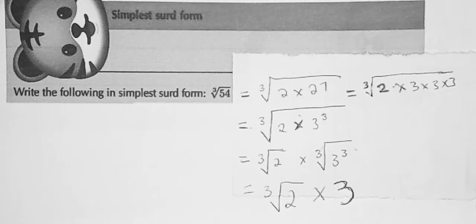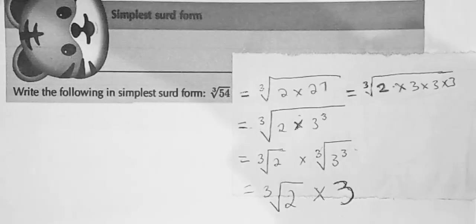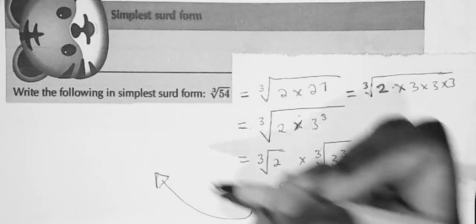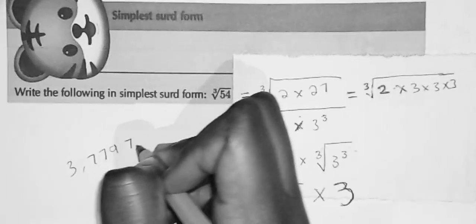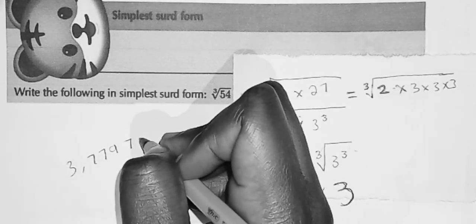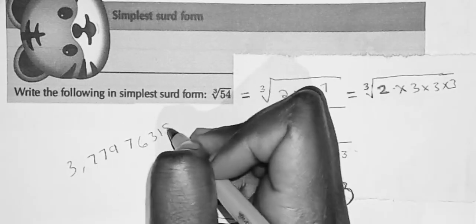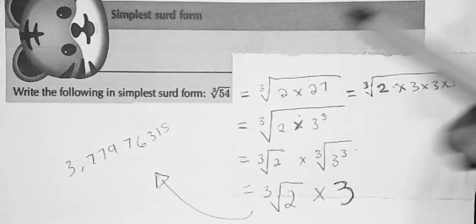So what's going to happen? We are not actually done here. We are multiplying cube root of 2 times the 3, and you get what? You're going to get 3.7797976315. You can round off this number.